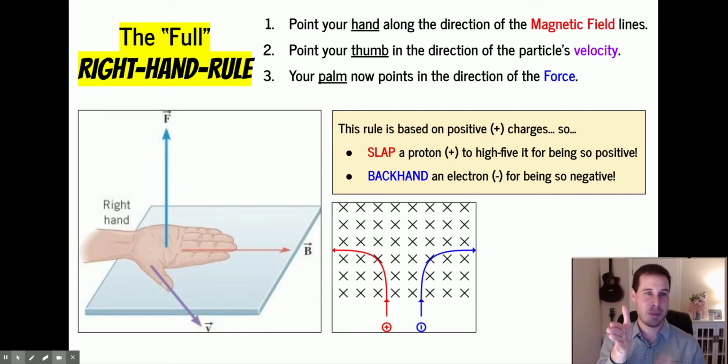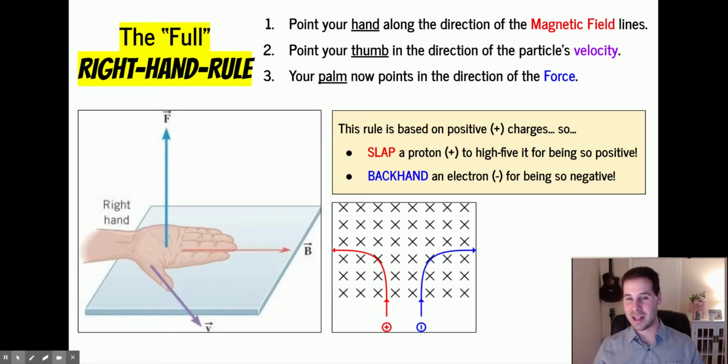And then once I point it up, I look at number 3. It says your palm now points in the direction of the force. So the electromagnetic force is going to be coming out of my palm here, so it gets pushed in that direction. And so you can see the proton arc in the direction that your palm is now facing, with your right hand, of course. You use your left hand and everything is backwards.